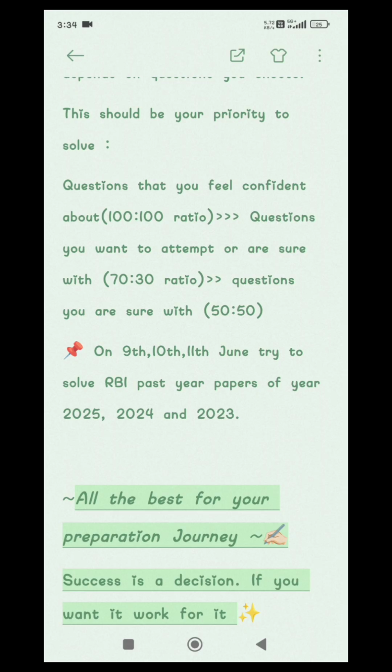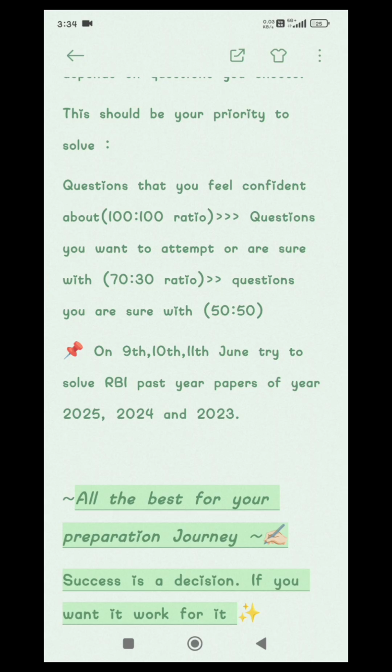Suppose my strength is quadratic equation, so I'll start with quadratic equation questions only. If that is your strength, you should be so good in that topic that let any question come, you'll solve it. Then come the questions you want to attempt or are sure about, like 70-30. And then come questions you are sure about 50-50. So you have to make 3 rounds: first the sure shot round, second the 70-30 round, and third the 50-50 round. This is my strategy. If you feel this resonates with you, you can apply it in your strategy as well. But if you have a different strategy, you are free to adopt that.